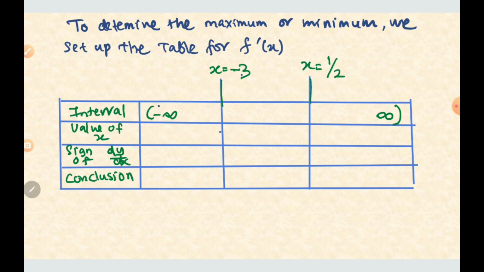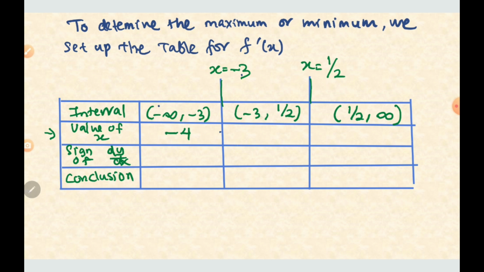Okay, then we have to create the 3 intervals here. From negative infinity, we need to stop at negative 3. Then the second interval is from negative 3 to 1 over 2, and the last interval is from 1 over 2 to infinity. So we need to pick the value to be tested from negative infinity to negative 3. Let's say I choose negative 4 here.